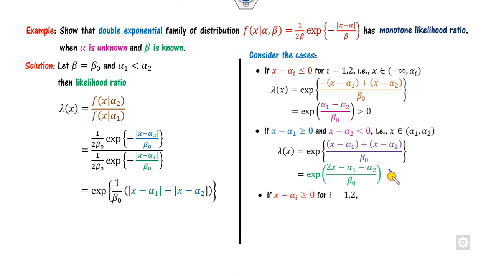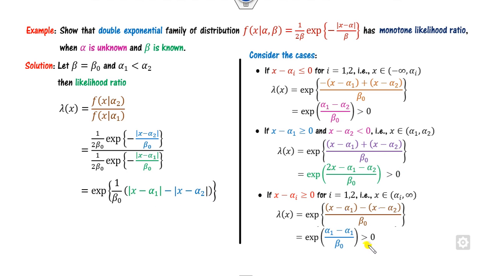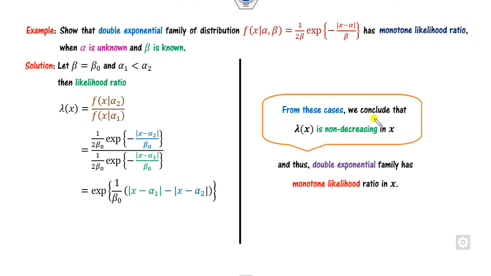Because of this exponential, it is always greater than 0. When both are positive, it is here, again it will be greater than 0. So in all these three cases, we will get this likelihood ratio as non-decreasing. Hence, this double exponential family, because this is the distribution of the exponential family, has a monotone likelihood ratio.